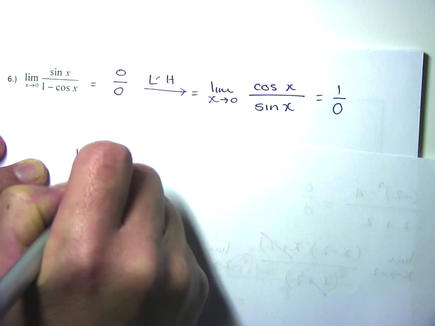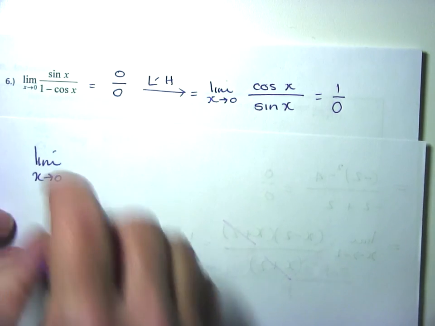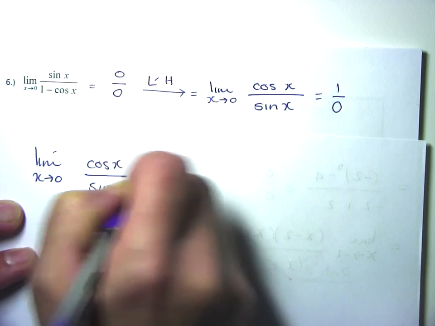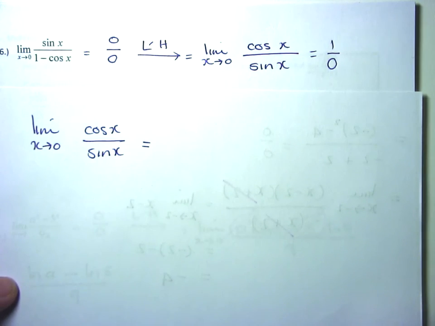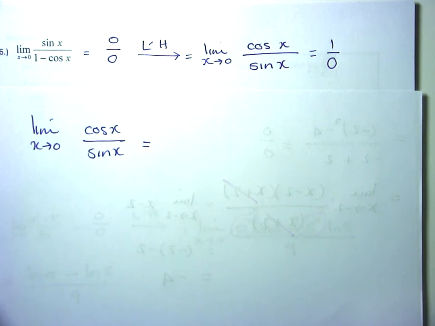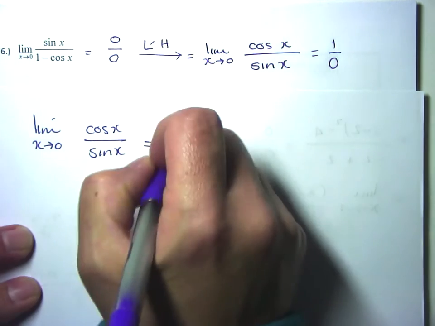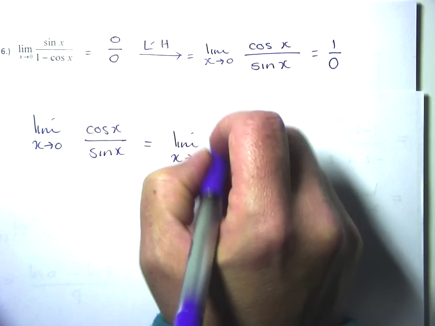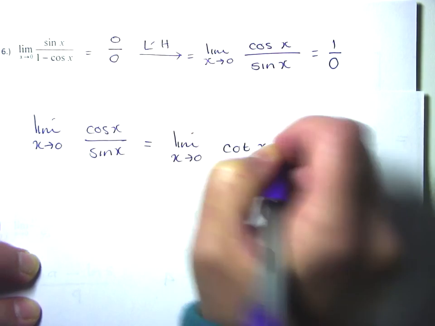So what you could have done here is said, all right, if we had the limit as x approaches 0 of cosine of x divided by sine of x, this is just an alternative way that you could have solved this. Use trig to tell me what is cosine divided by sine? Cotangent. So this is equal to the limit as x approaches 0 of cotangent of x.